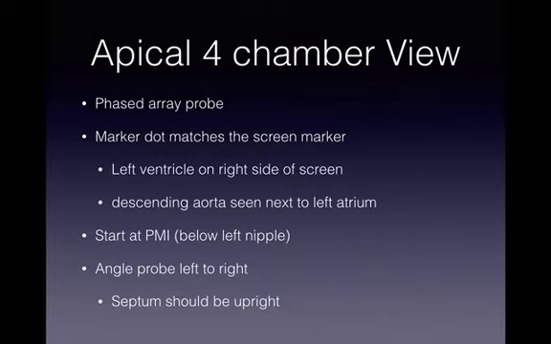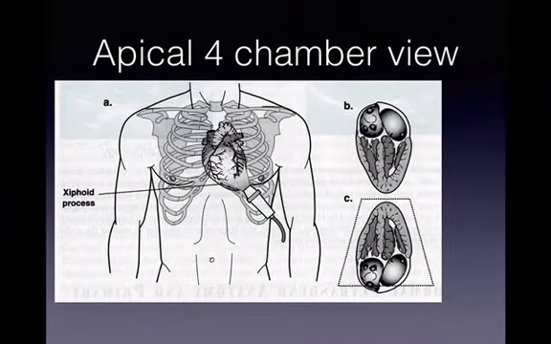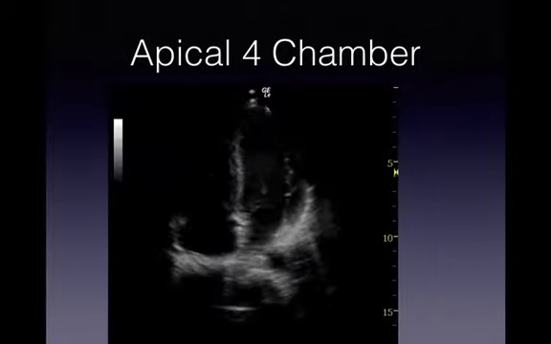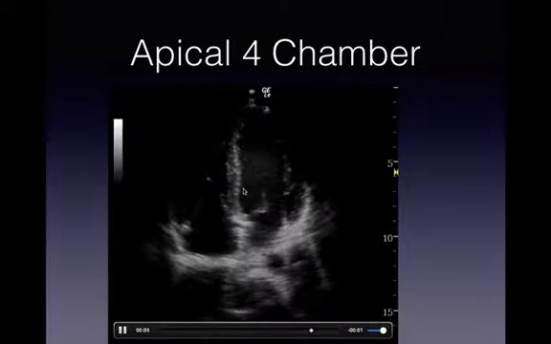We're going to start at the PMI, just below the left nipple, and we're going to angle our probe left to right. The septum should be upright. So this is where we place the probe for the apical 4-chamber view, and this is what we're going to see on the ultrasound. We'll see the left side of the heart on the right side of our screen, and the right side of the heart on the left side of the screen. And we want the septum to be straight up and down, just like this.